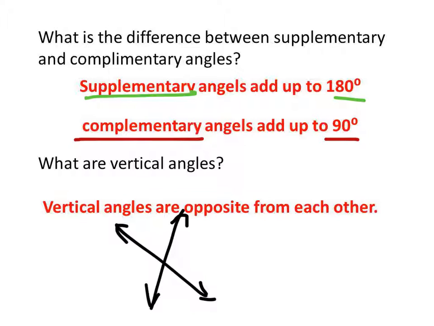But if we look at a problem here, let's look at this angle right here, okay? This middle intersection is what we call the vertex. And as it turns out, this angle here is the same as this angle. These two angles are the same measure. And because they go through the vertex, they're opposite from each other. If it goes through the vertex, they're vertical. Okay, that's the only thing.